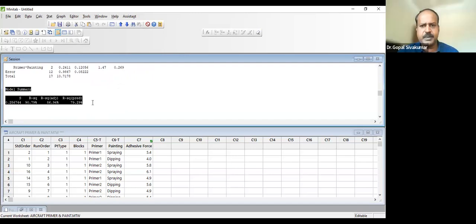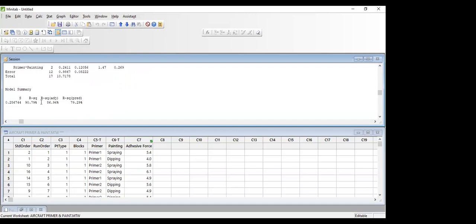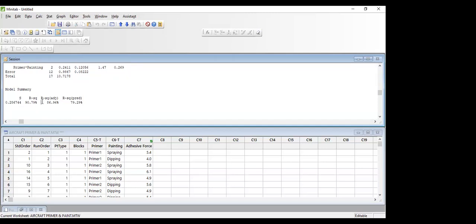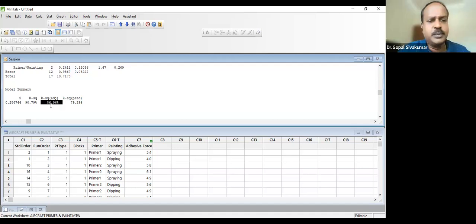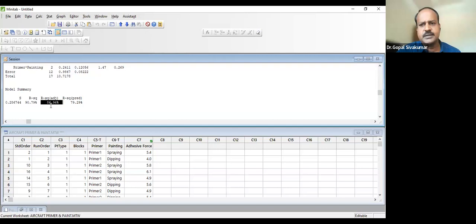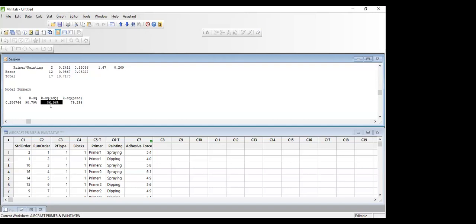Yes. The model summary says your R square is 90%. That means your model is really good. Minimum requirement, you remember we spoke the last day, it should be minimum 80%. But here it is 90%. Now there is something called adjusted R square. What is adjusted R square? Adjusted R square is an improved version of your R square. The improved version of CP is CPK, isn't it?